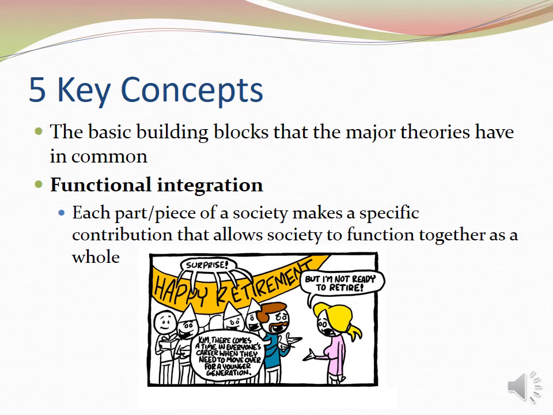The first one being functional integration, that each part or piece of society makes a contribution that allows the society to function together as a whole. Now, that sounds like it should fit more with functional perspective, but it does fit with the other two as well, that there are certain elements within a society that have to be present for that society to operate.